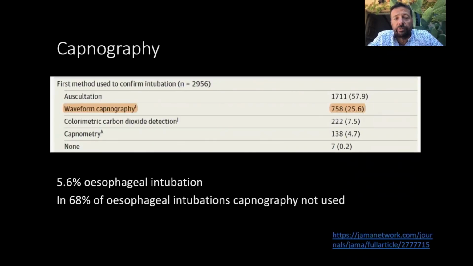And yet, if we look globally, this is from the InTube study published in JAMA last year, only 25% of critically ill patients in this international study had capnography at the time of intubation. I can tell you, if that was the rate at the time of intubation, the rate subsequent to intubation will be significantly lower. And there was a rate of 6% of esophageal intubation, with 2/3 of those not having capnography at the time of esophageal intubation. This is unacceptable.